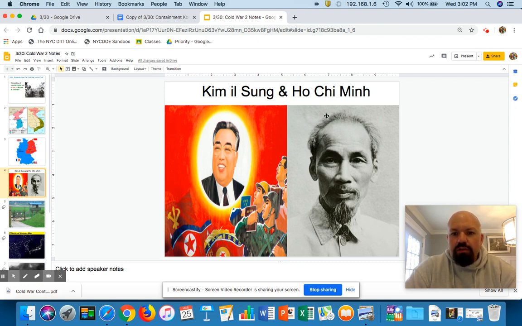In Vietnam, Ho Chi Minh should look kind of familiar. Some of us did him for our project on nationalism. He was actually pretty progressive out of all the communist leaders. He studied in Paris. He wrote a Declaration of Independence for Vietnam. He had lots of democratic ideas, but he took money from the Soviet Union and from China, so that made him the United States' enemy.